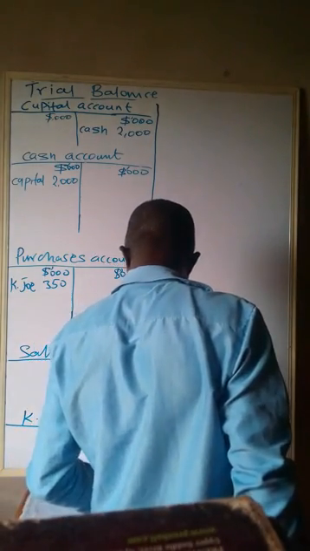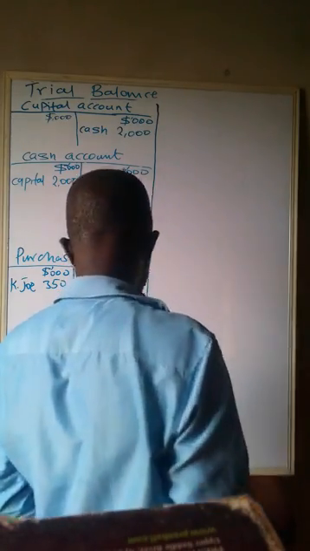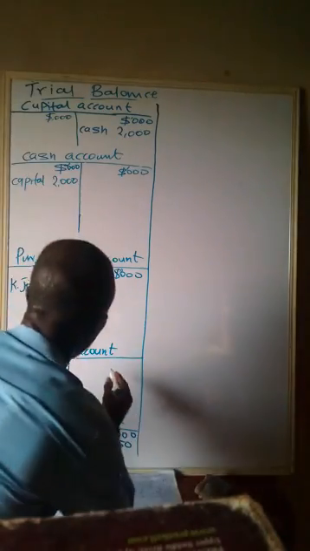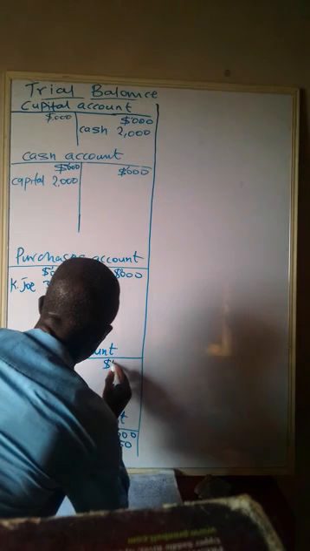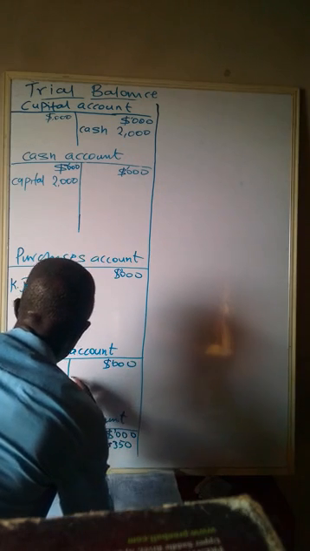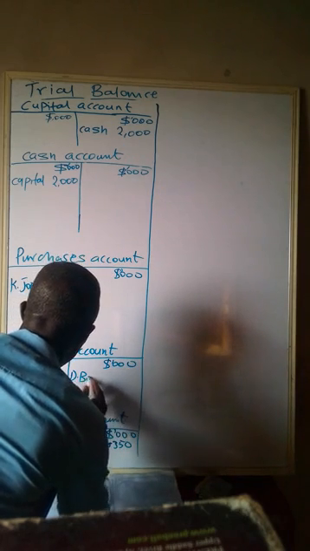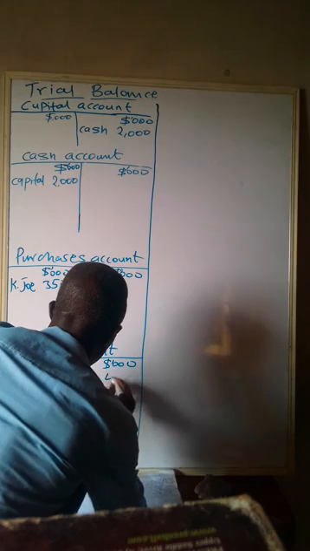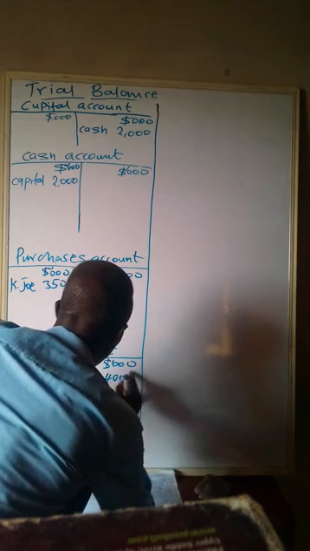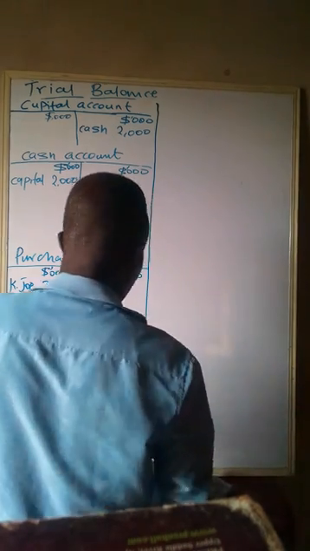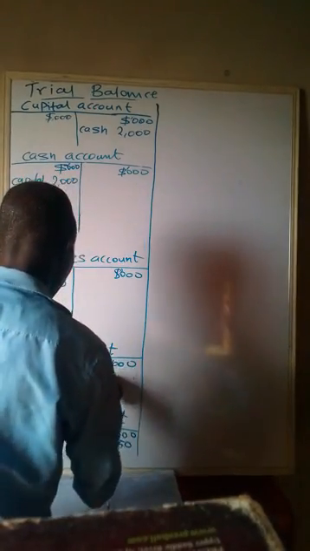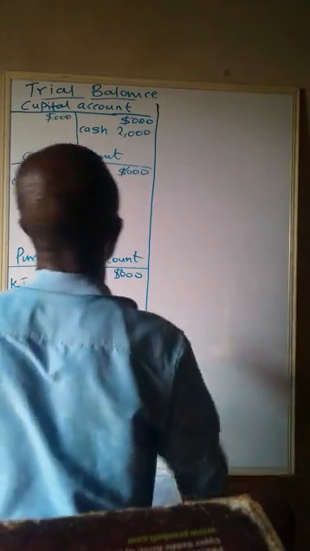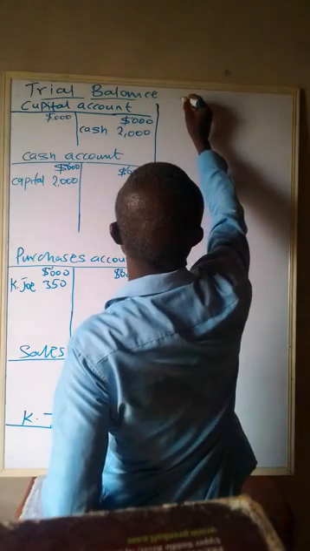Next, sold goods on credit to Debola. Sales is given out, so you credit the sales account, given out to Debola, $400,000.